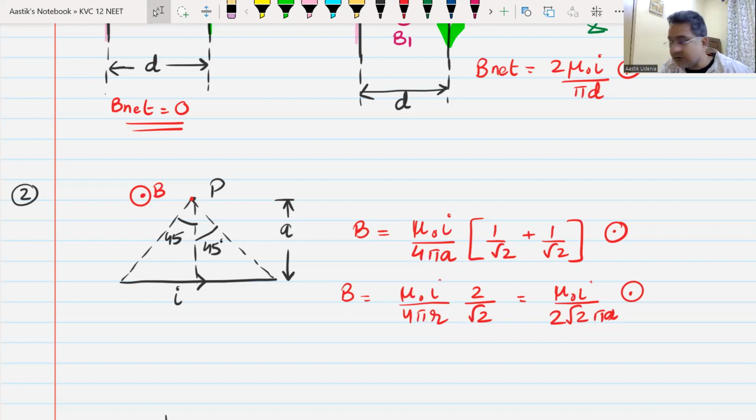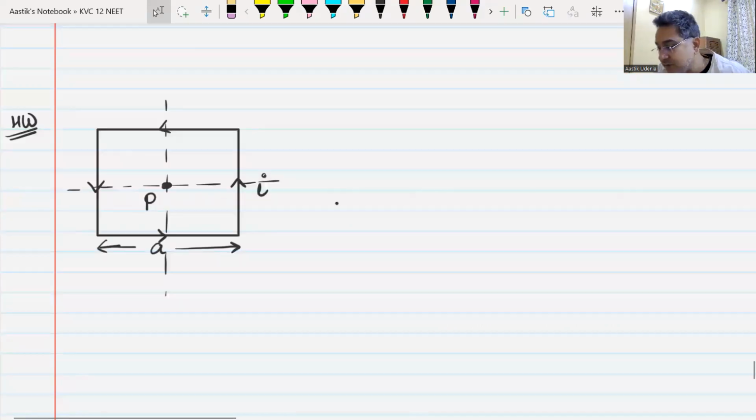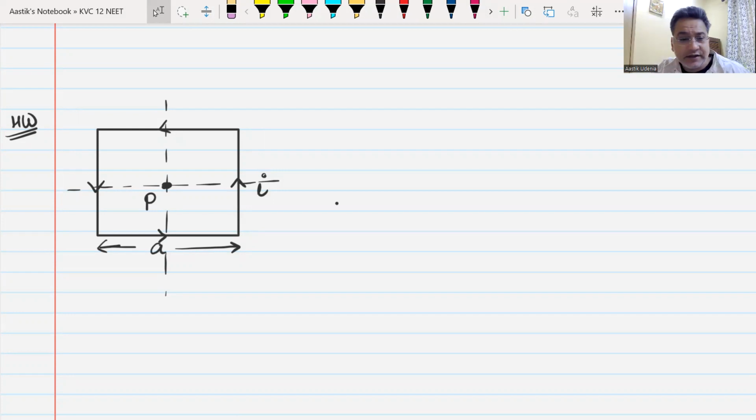Then I gave you this question that you had to solve. This is a square of side length A, and you have to find the magnetic field at the point P. Anyone got the answer for this? Well, I will give you 2 minutes. Try this question. This is the first question.